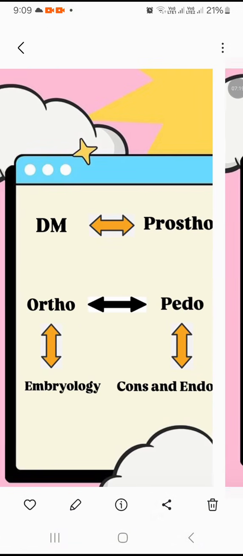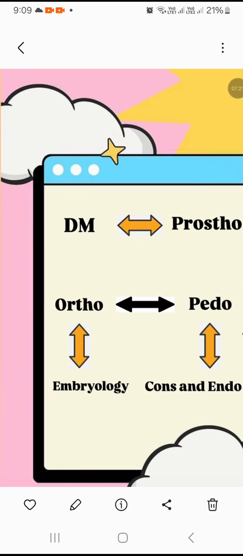The most important part is the last minute revision. The last minute revision is very, very important. So how will you do the last minute revision? Here come the tips. Firstly, you have to combine the subjects and revise. Only 2 days, 48 hours are left. Combine the subjects, take dental materials and prosto textbooks together, and revise completely very fast.